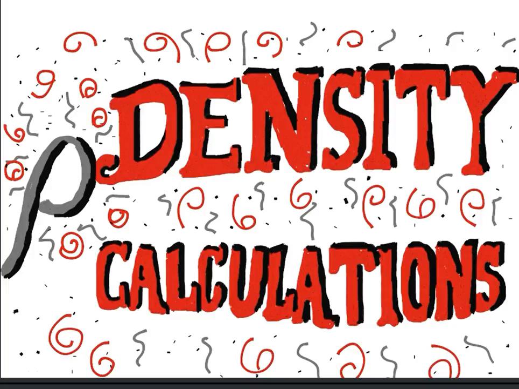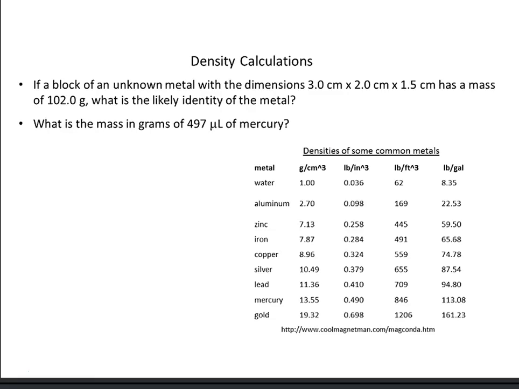So at the end of that density intro, we had a couple of calculations. The first one: a block of an unknown metal with dimensions 3 by 2 by 1.5 centimeters has a mass of 102 grams. What is the likely identity of the metal? Now this is a common way of using density. You might use density to determine the identity of an unknown substance.